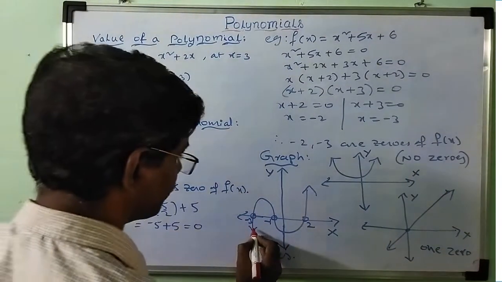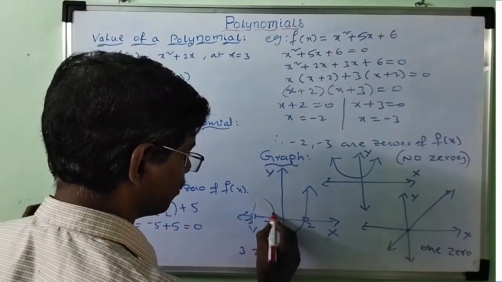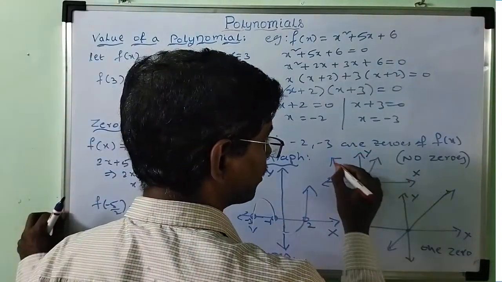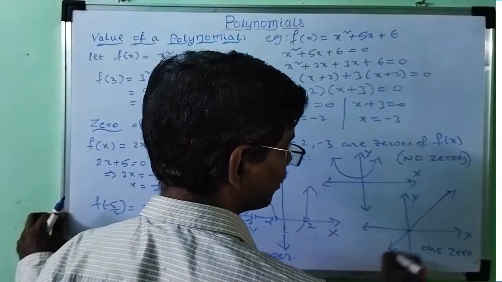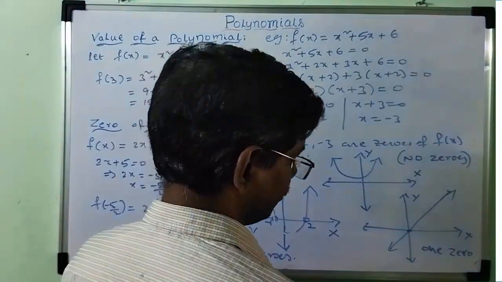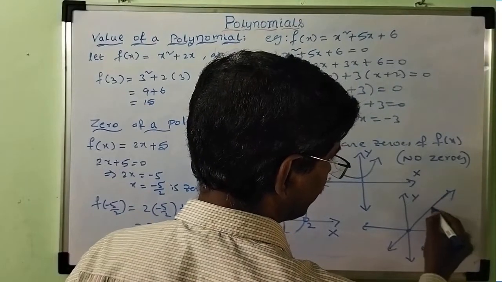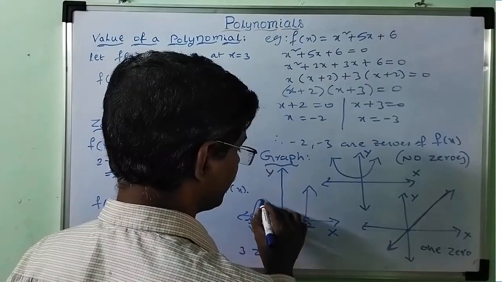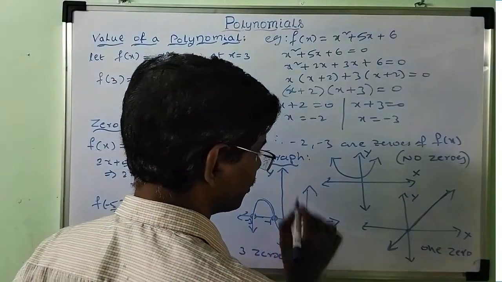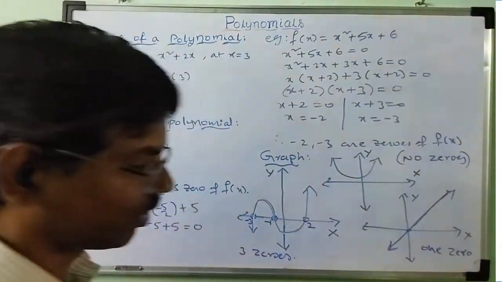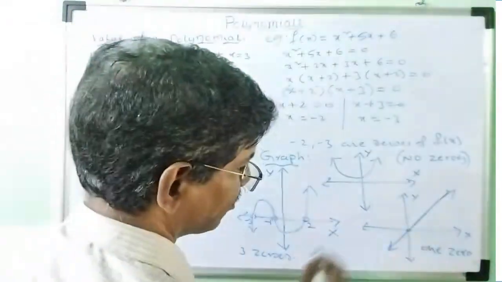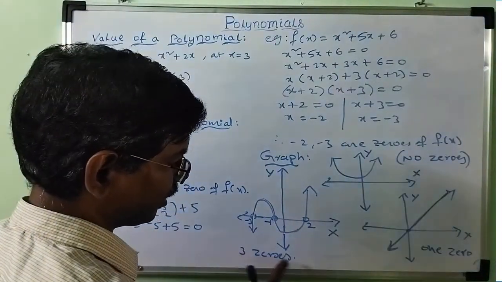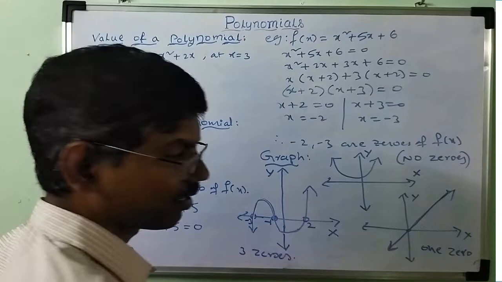In the second case, this is the graph of a quadratic polynomial. And in the third case, this line we are calling the graph. Don't consider the x-axis and y-axis themselves. If it is intersecting the x-axis, then it will contain zeros. If it is not intersecting the x-axis, then there are no zeros. Here it is intersecting the x-axis at one point only, so 1 zero. Here it is not intersecting the x-axis anywhere, so no zeros. Here it is intersecting the x-axis at 3 points, so it contains 3 zeros.